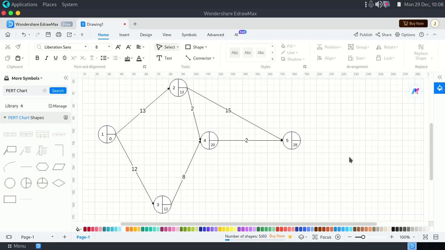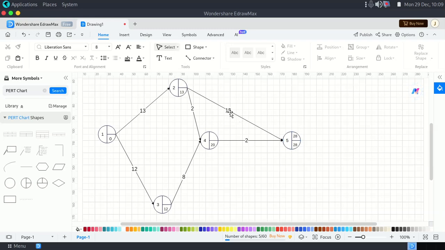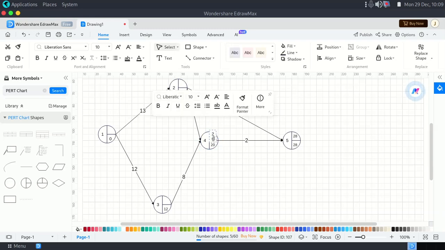Now we start the backward pass. So in a backward pass, we subtract, but when we have a tie, we make a decision by getting the minimum value. Since it's in reverse, we also start at 28. So we say 28 minus 15. Okay, before we even go there, we say 28 minus 2, which is giving us 26. So here we have our 26.